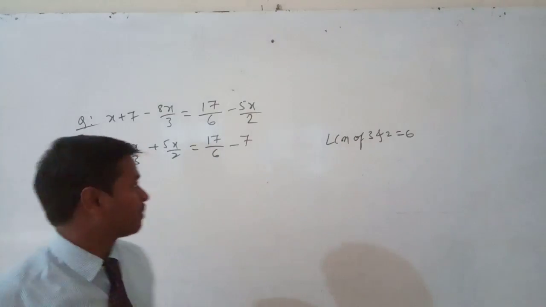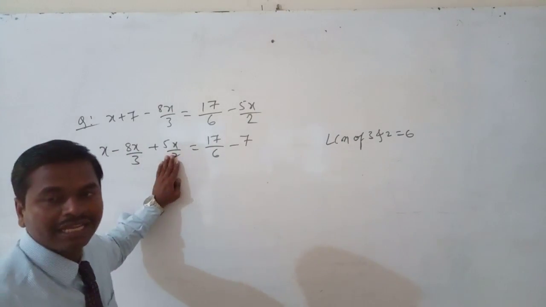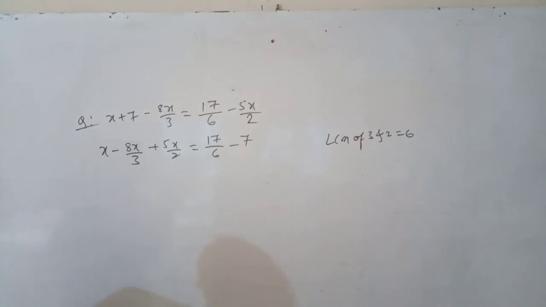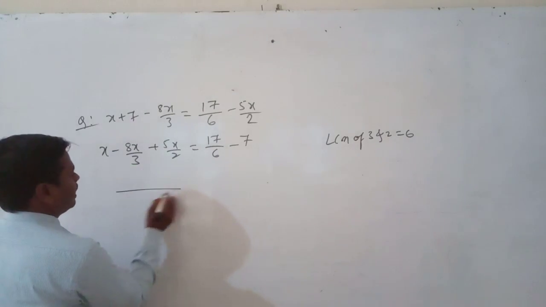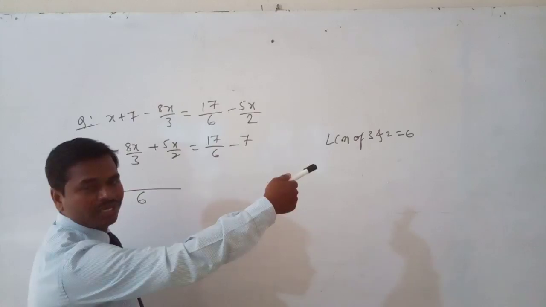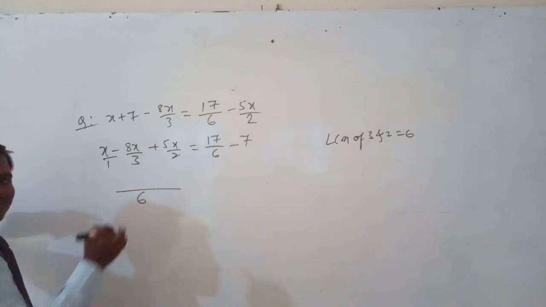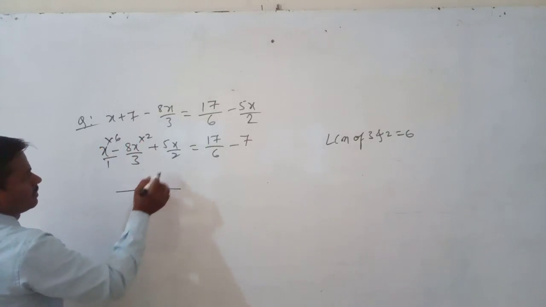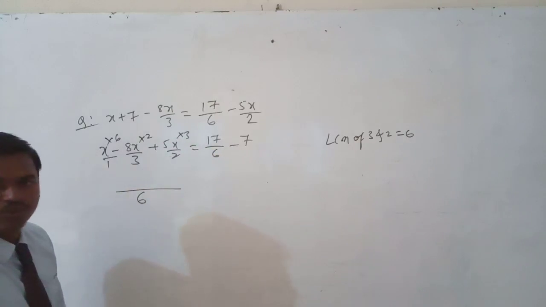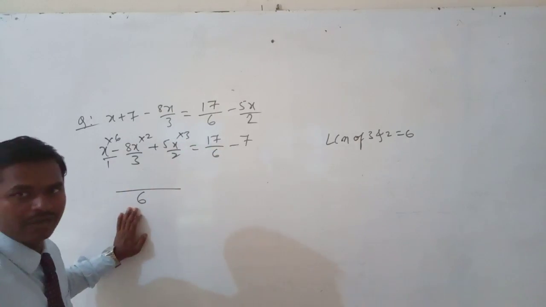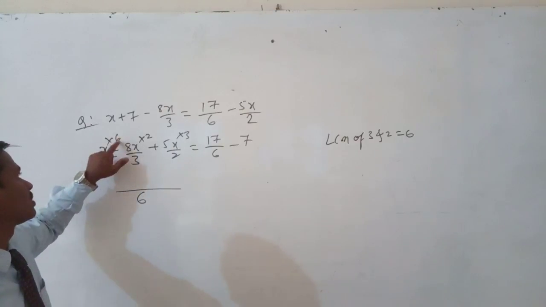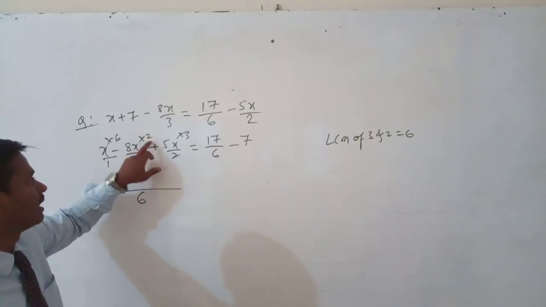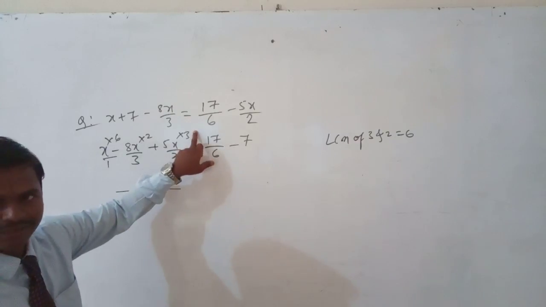Now simplify, do the addition and subtraction of fractions here. Minus and plus are there. What is here? The denominator is the LCM value, 6. LCM of 3 and 2 is 6. Nothing is there means 1 will be there. 1 into 6, 6 will come here. 3 twos are 6, so 2 will come here. 2 threes are 6, so 3 will come here.